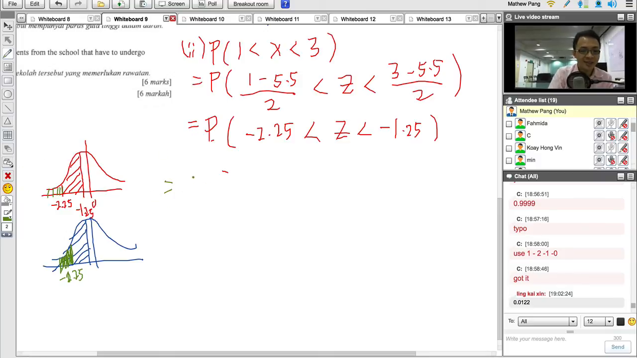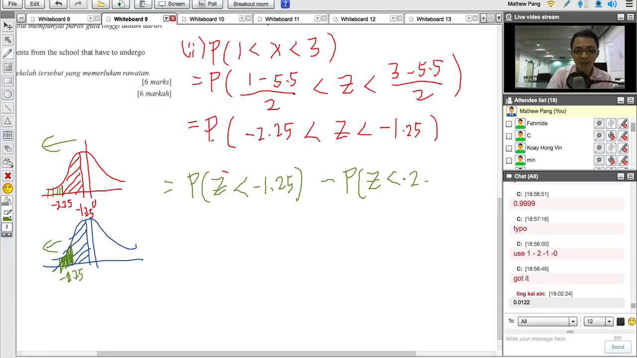So I will go this way, less than, isn't it? So I will say when z is less than negative 1.25, I minus this part, the probability z is less than negative 2.25. Do you see that? If you can't see, you can raise hand.